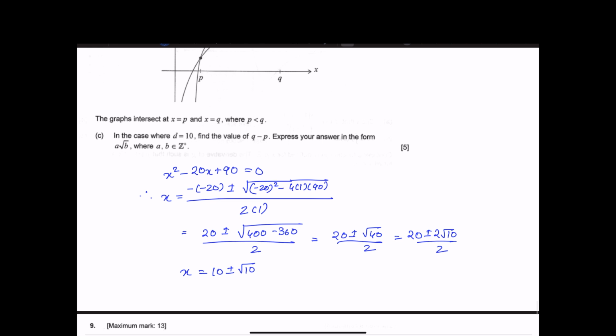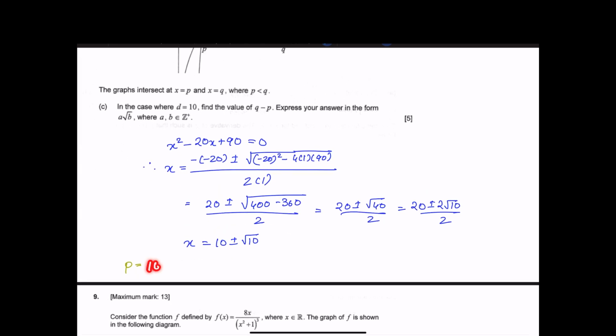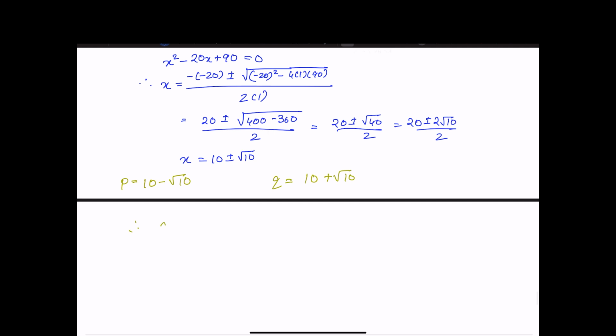Alright, so the two values of x, or I can say the two roots. One root p, p is here, q is here, right? So p will have the lesser value, q will have the greater value. So p would be 10 minus root 10, and q will have the value of 10 plus root 10. So if I do q minus p, I'll get 10 plus root 10 minus 10 minus root 10. On simplification, it will be 2 root 10, which is the answer to the last part of question 8.